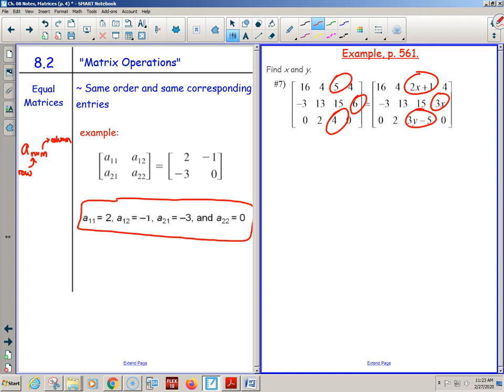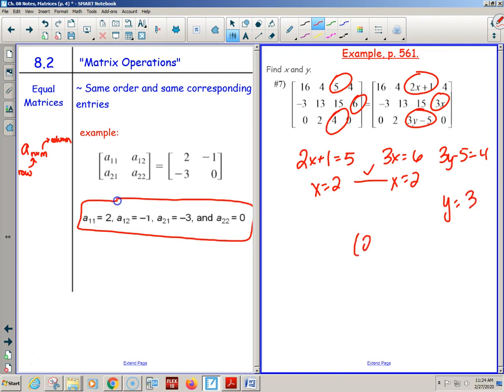Uh-oh, should have sent KJ to the teacher's lounge. So then, 2x plus 1 equals 5, 3x equals 6, and 3y minus 5 equals 4. If these were not the same, we'd be in trouble. But are they the same? What do you do if they're not the same? It's impossible, no solution, yeah. There was a typo one year, and so it actually was impossible. But now it's good. Wait, what's y equal? Alec, what's y equal? So final answer is 2 and 3.